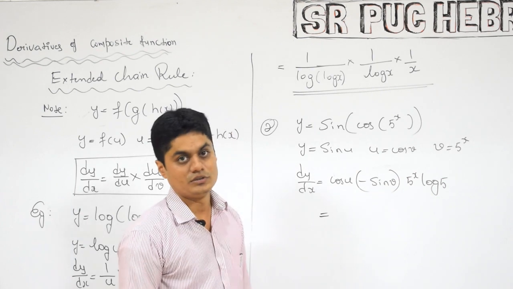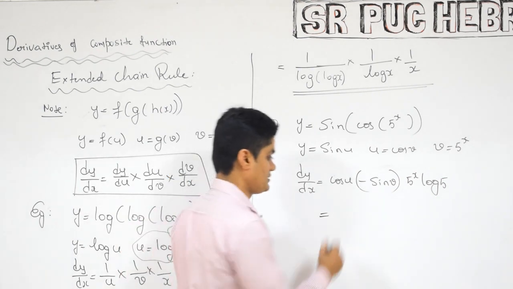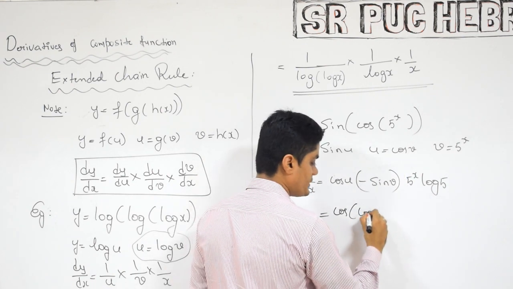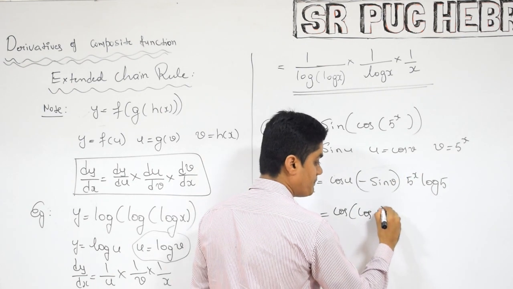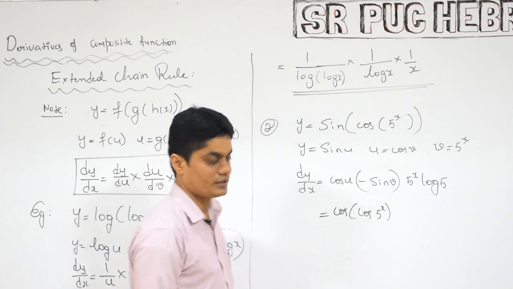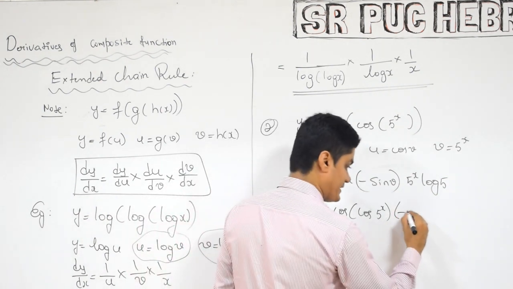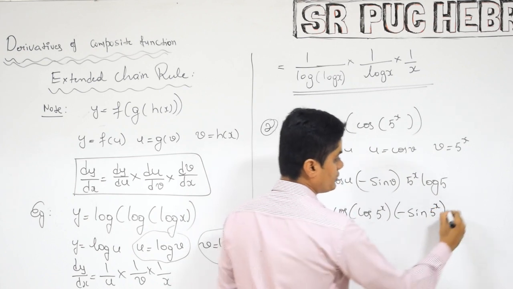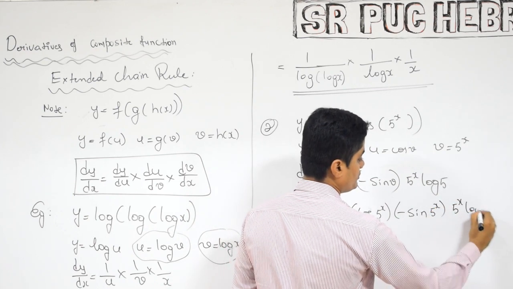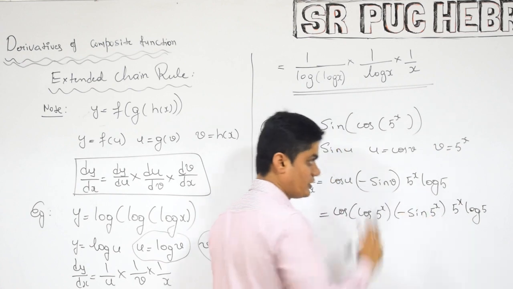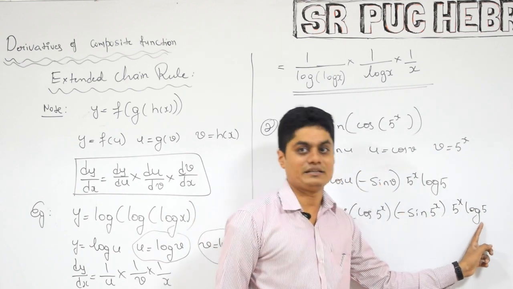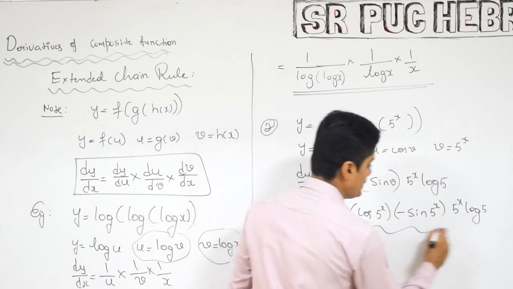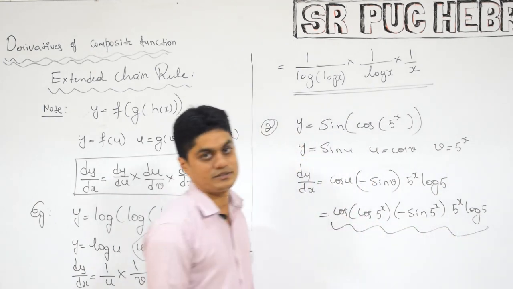Now what should we do? Convert everything into x. Cos of, what is u? Cos v. What is v? 5 power x. Okay, minus, put a bracket, sin v. What is v? 5 power x, into, as it is, 5 power x into log 5. Maybe I told you, there is no need to write the base e in calculus. If you do not write it, it will be considered as base e only. So this will be the final answer.